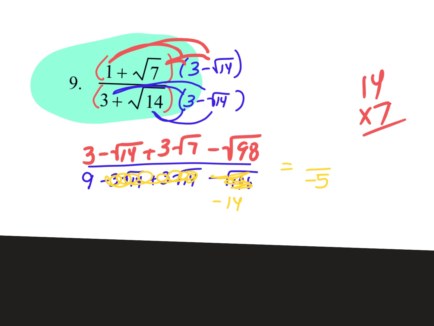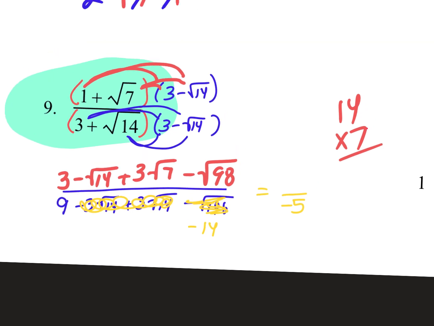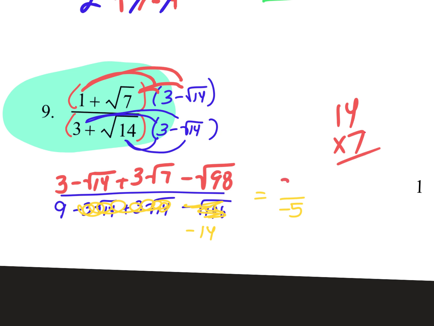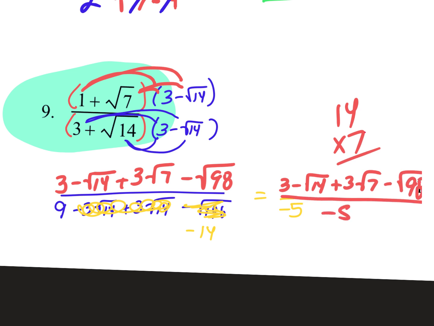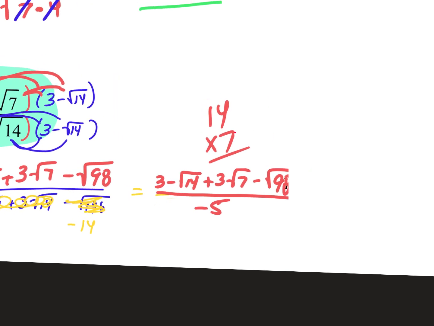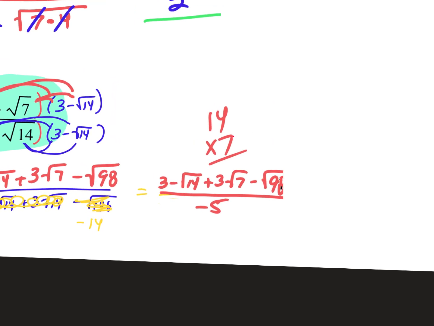Now, guys, a lot of times when we rationalize, we can combine stuff in the middle. In this case, does anything combine in the middle? No. So what you end up with is 3 minus the square root of 14 plus 3 square roots of 7 minus the square root of 98 all over negative 5. All right. Now, there is a little that you could simplify here. What else could we simplify? Is there a perfect square inside of 98?